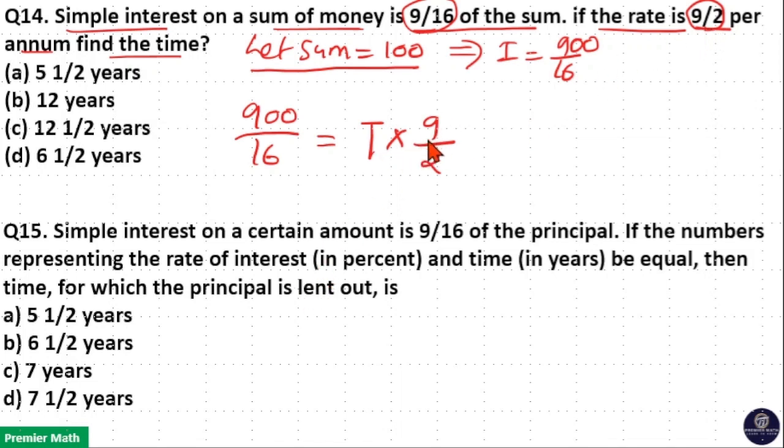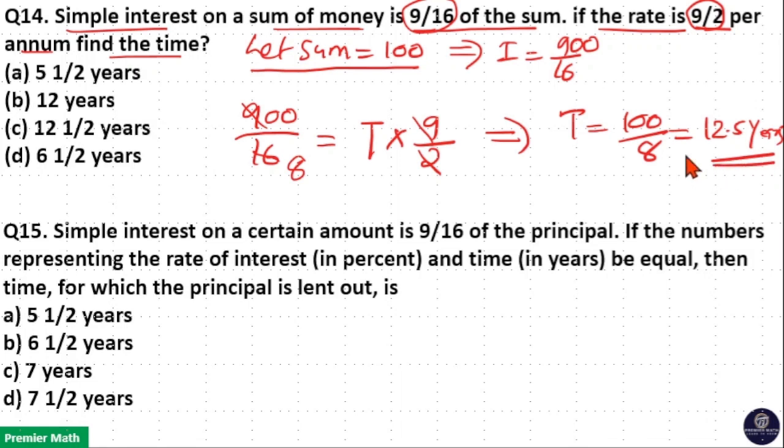Now for 1 year 9 by 2 is the rate. For T years T into 9 by 2 is the rate. That means T into 9 by 2 is interest 900 by 16. So 9 and 9 get cancelled, 2 goes 8 times in 16. So 100 by 8 is T. T is equal to 100 by 8, means T is equal to 12.5 years. So option C is your answer.